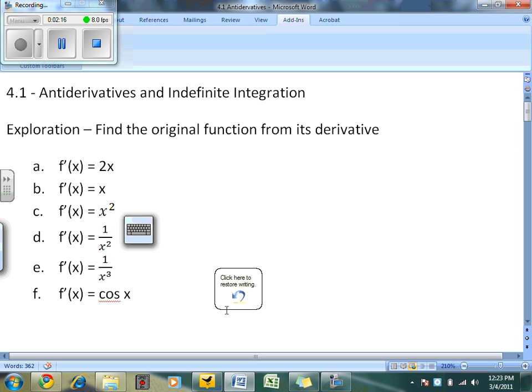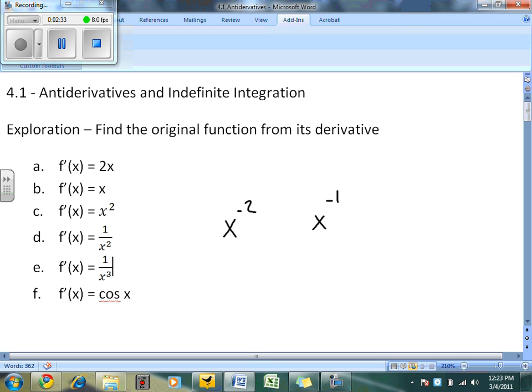For D, what would we have needed to get x to the negative 2 as our derivative? Well, we subtract our power by 1, didn't we? So we'd have to add 1 to this power, so we'd have x to the negative first. And here we have a positive. If we had x to the negative first, we would have brought this down and got negative x to the negative second power. But if you notice on our original equation, it's not negative x. So this must have a negative outside here. Negative x to the negative 1 power should be D.